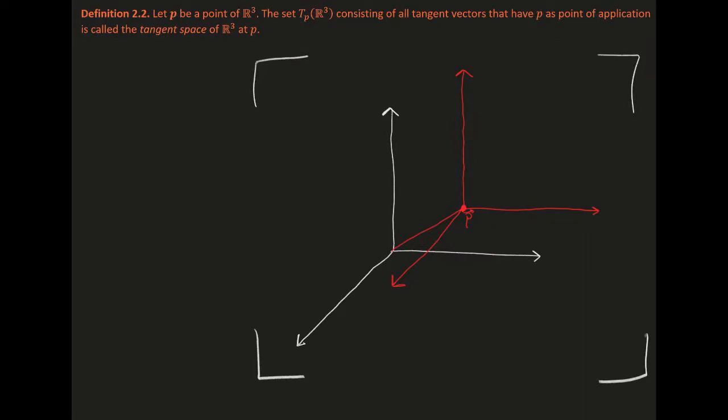Next, we introduce the tangent space. So, given a point P of R3, the set T sub P of R3, consisting of all tangent vectors that have P as a point of application, is called the tangent space of R3 at P. Here we just imagine taking the standard Euclidean three-dimensional axes and relocating them to the point P and calling that our tangent space.